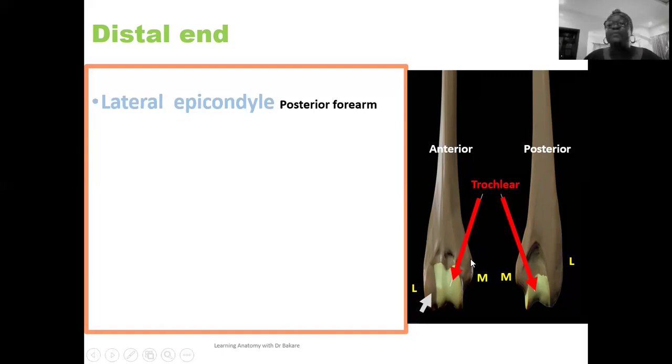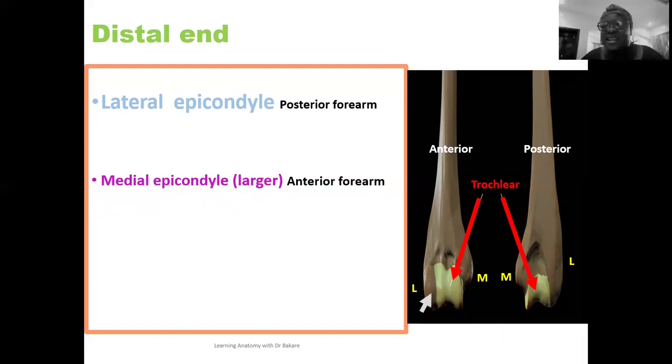So this is where we have a prominence created above this region. If you look at this image, this is the anterior surface and this is the posterior surface. This is the medial side and this is the lateral side. So on the lateral side and on the medial side, we have epicondyles. These epicondyles are protuberances created above the trochlea and also the capitulum, which are referred to as the condyles. If you look at it on the medial side, we have the medial epicondyle. On the lateral side, we have the lateral epicondyle. These epicondyles are projections or expansions created around the spaces.